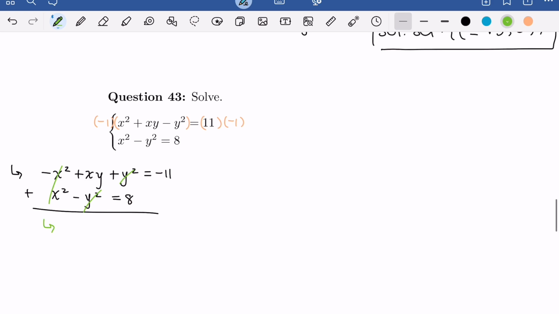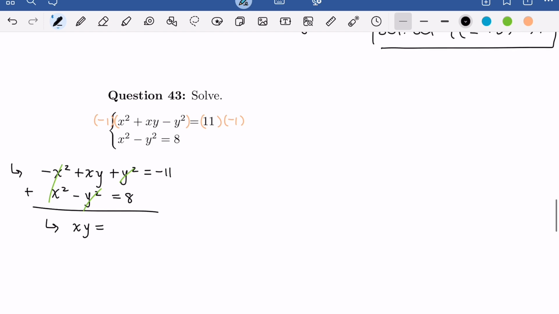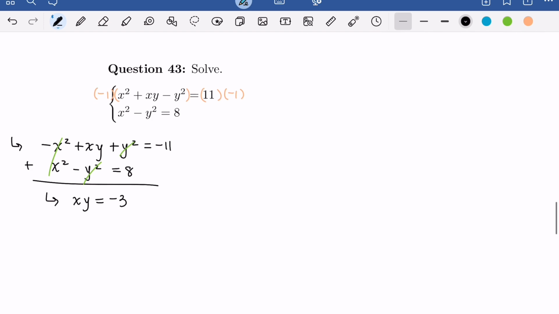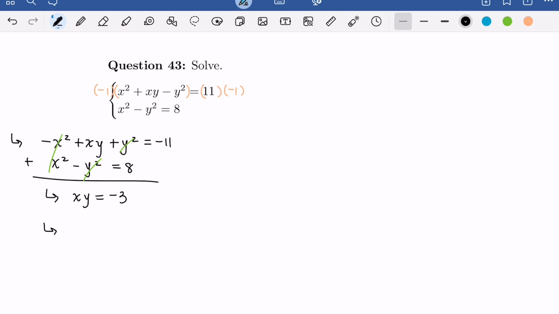We're just going to be left with that x times y term here, and this is going to be equal to negative 11 plus 3, so negative 3. So from here, we're just going to solve for one of our variables. Let's solve for y. Doing that, we're going to get y is equal to negative 3 over x.